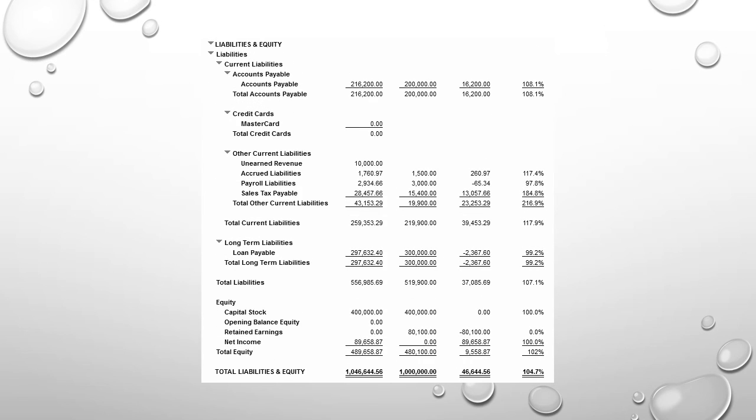This is the liability and equity portion of the balance sheet budget versus actual report. It does the same thing as the first half you saw for assets, but it does it for liabilities and equity. This ends the demonstration for balance sheet budgeting.